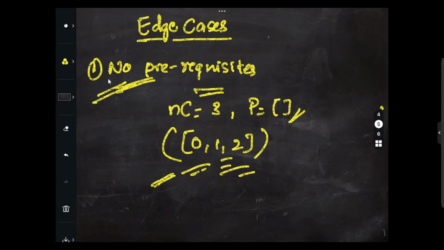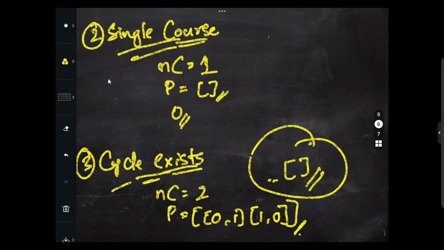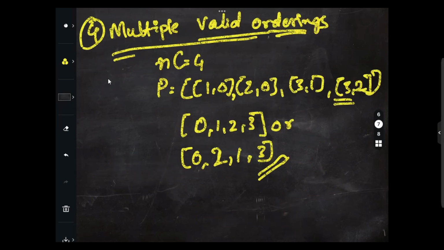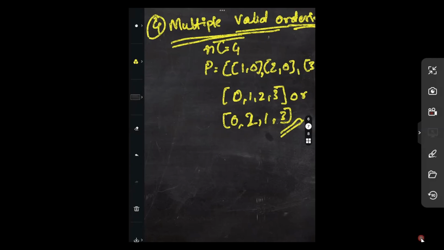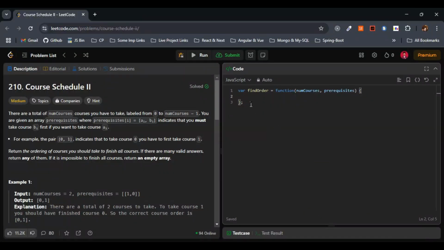The first one that we considered was for the no prerequisites condition. Second one was for single course. Third one was for cycle exists, and fourth one was for the multiple valid orderings. I hope all the edge cases are clear. Now let's start writing the code.